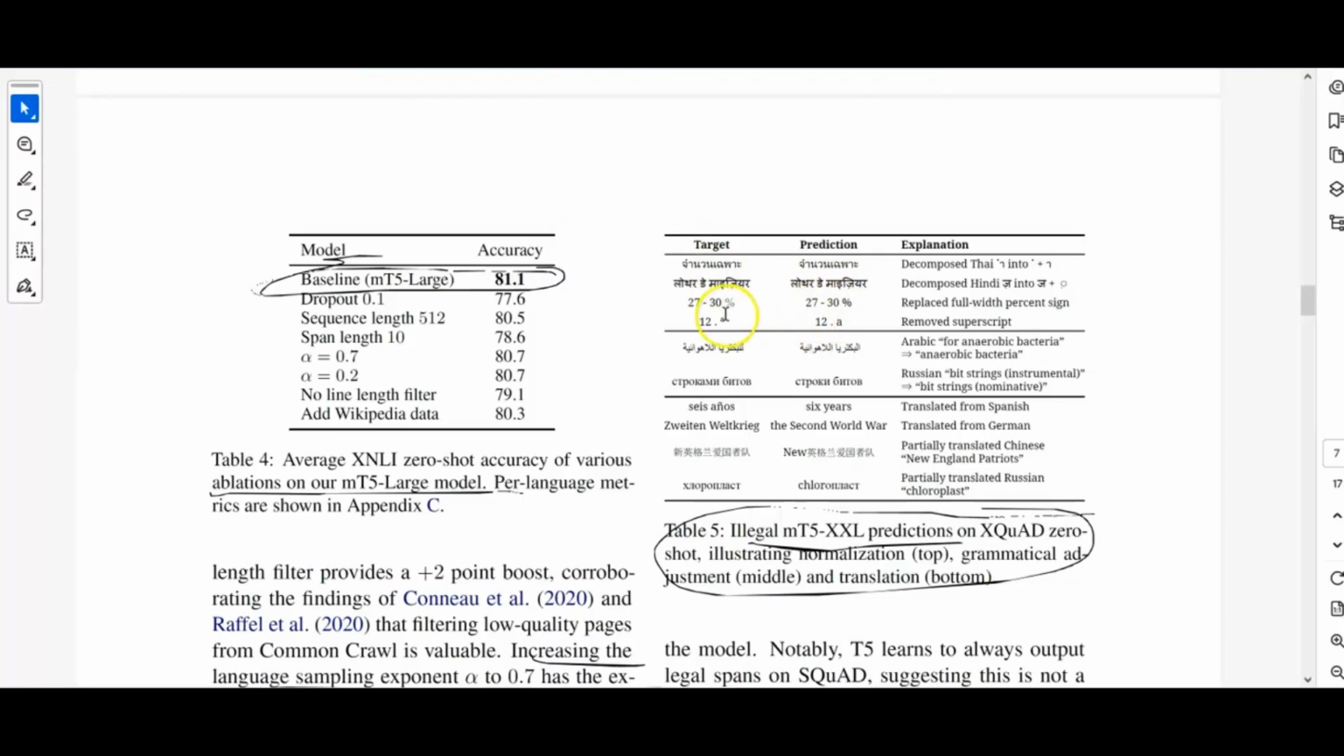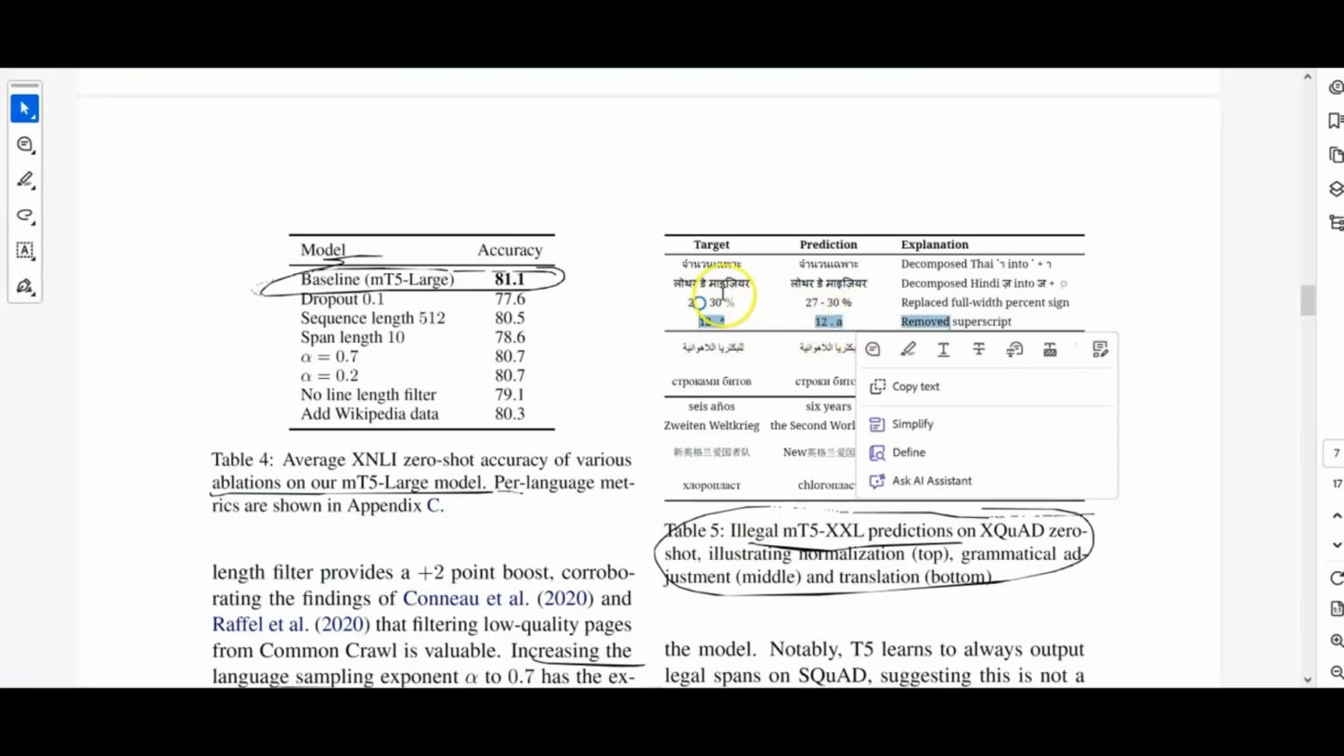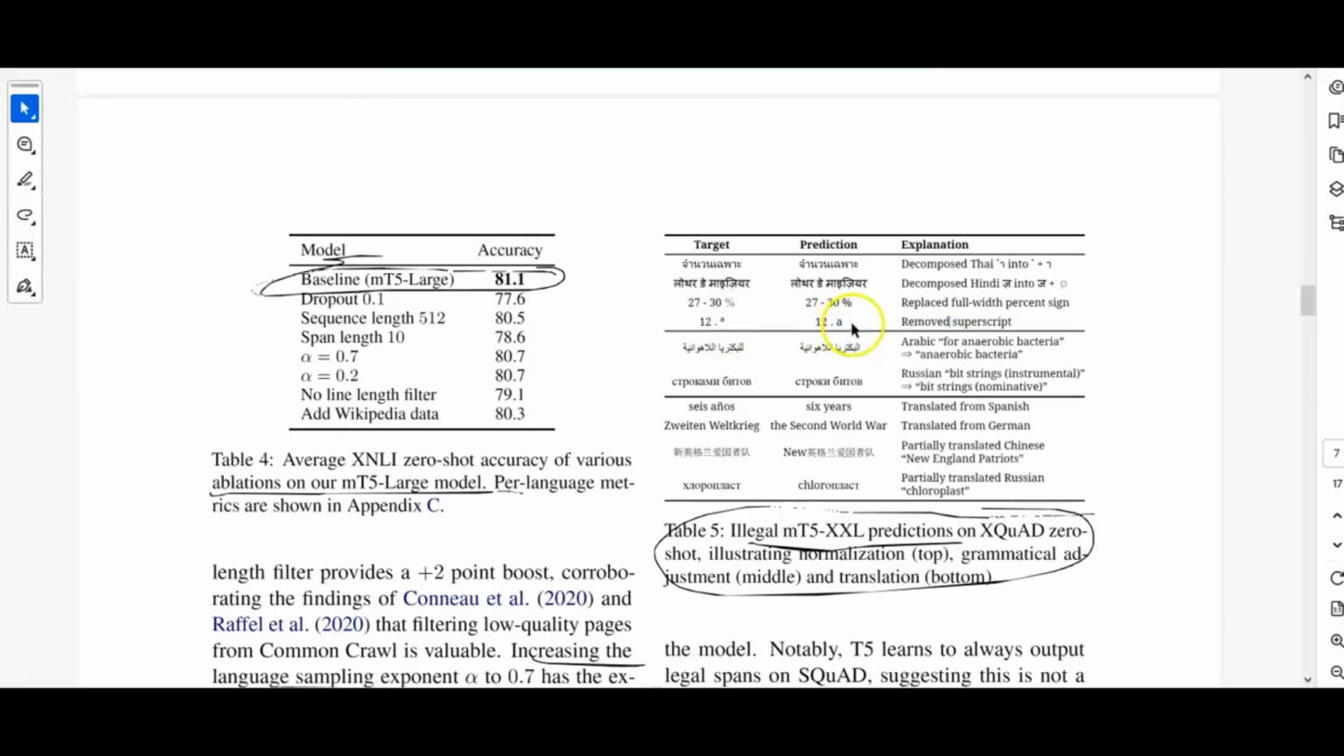The first one is where the prediction does not exactly align with the target. If we take this example, the target is supposed to be 12 and then the superscript A, but the prediction is 12 and the A is just not a superscript. This is one type of wrong prediction. The second type is where they have grammatical errors, as they show in these two languages, Arabic and Russian. The third type is where they have accidental translations.